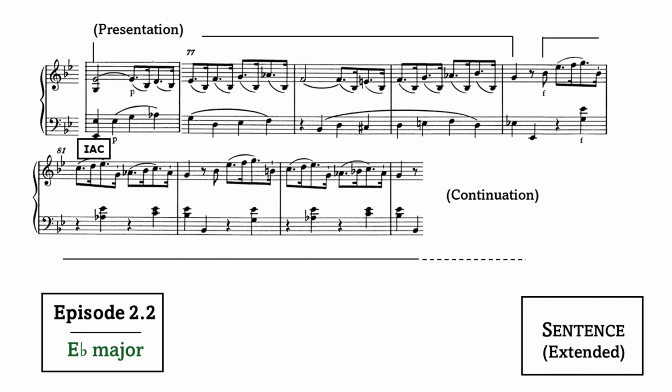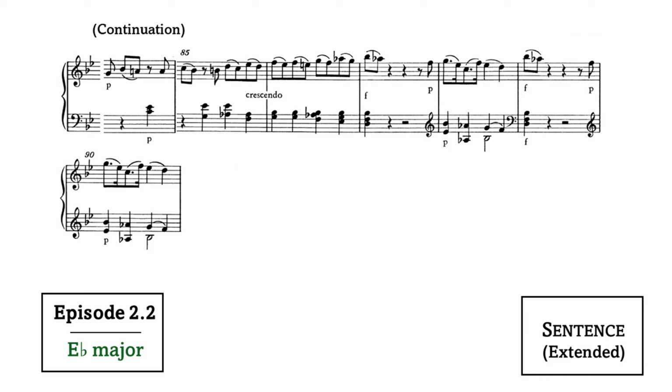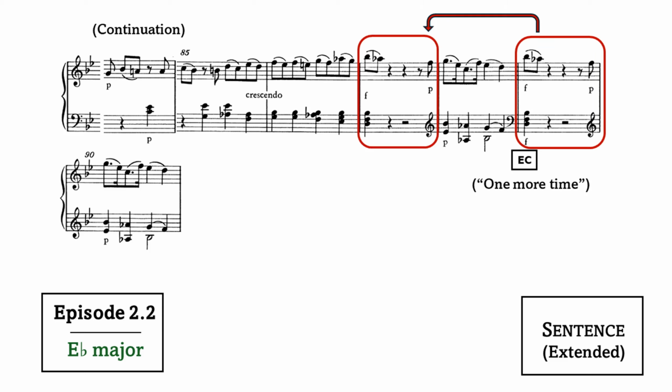The second part, in E flat major, is a lyrical passage built as a sentence, but its continuation will be subject to multiple extension techniques. The first one is the literal repetition, as an echo effect, of the beginning. The second one is this evaded cadential resolution, where instead of the expected perfect authentic cadence, we've got a sudden repetition of previously heard material, a technique sometimes referred to as the one more time evaded cadence.